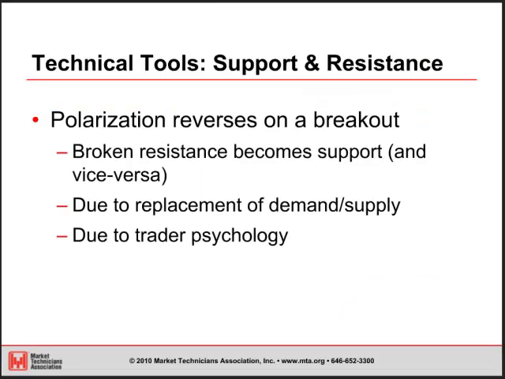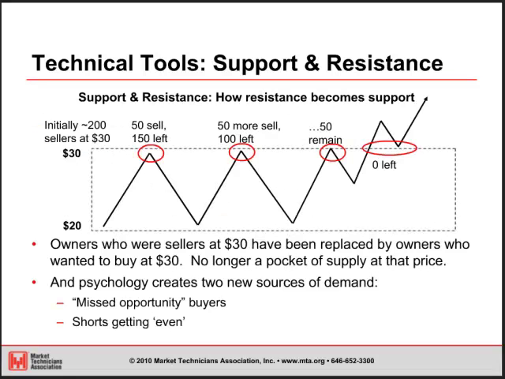Polarization tends to reverse on a breakout, whether it's a break higher or a break lower. So broken resistance becomes support and vice versa. This is basically for a couple of reasons. It's due to replacement of demand or supply. So in the case of a resistance being broken, you're replacing supply with demand, and we'll get into that in a second. And then also due to trader psychology, which we'll look at as well.